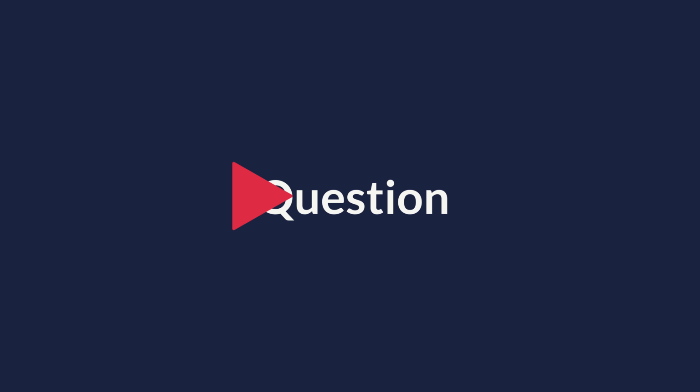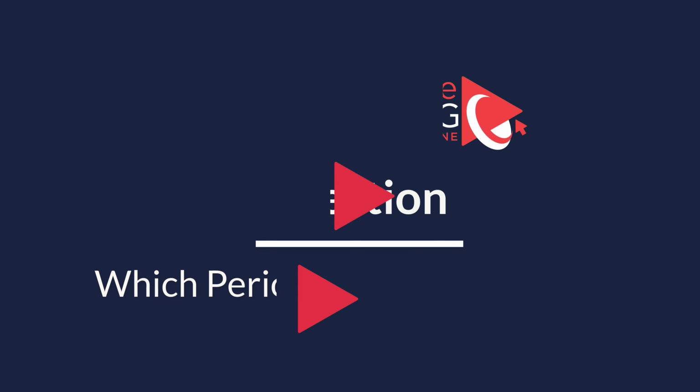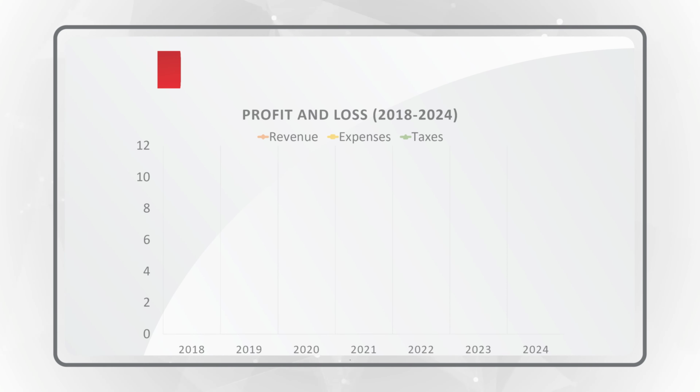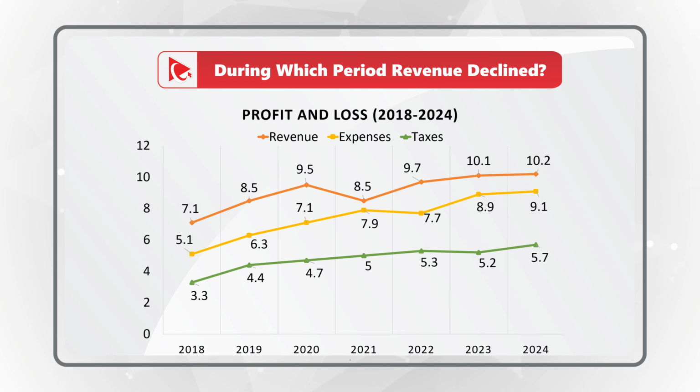Here's a rather unexpected question you might frequently see on the test. You need to determine during which period revenue declined, and you're presented with the profit and loss chart that covers periods from 2018 to 2024.